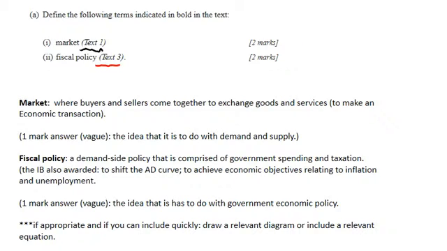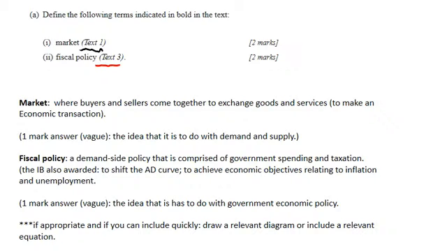If you were to give a vague answer, such as the idea that it has to do with demand and supply, you would get 1 out of the 2 marks. So write down what you can remember and what makes sense to you. I would say more is better than less, but keep it to like 2 or 3 lines. Don't write half a page on a definition.